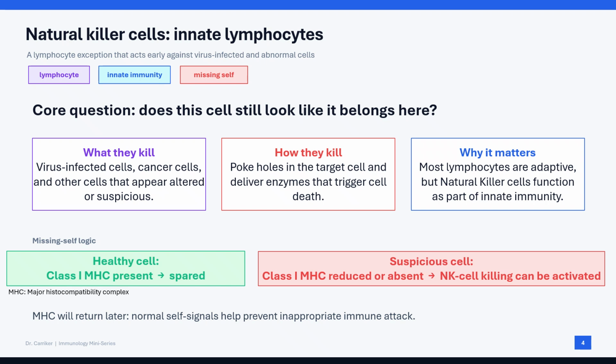This is why that matters. We need to make sure that we understand the core question. Does the cell still look like it belongs here? If not, we better take care of it.